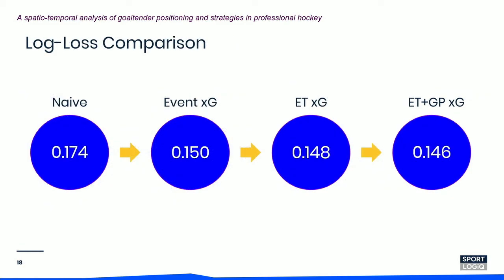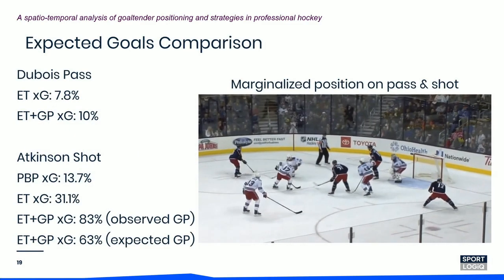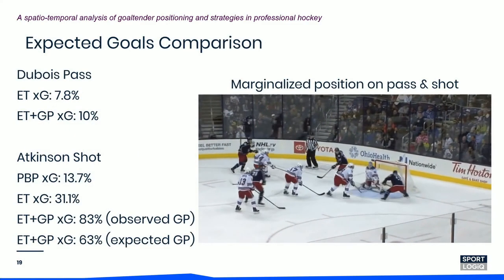This is kind of the log-loss comparison, and kind of just going down the line. The improvement from adding goaltender positioning is about the same as adding the tracking features to the event expected goal model. So we're headed the right direction. We haven't split the atom, but it's kind of moving the right way.